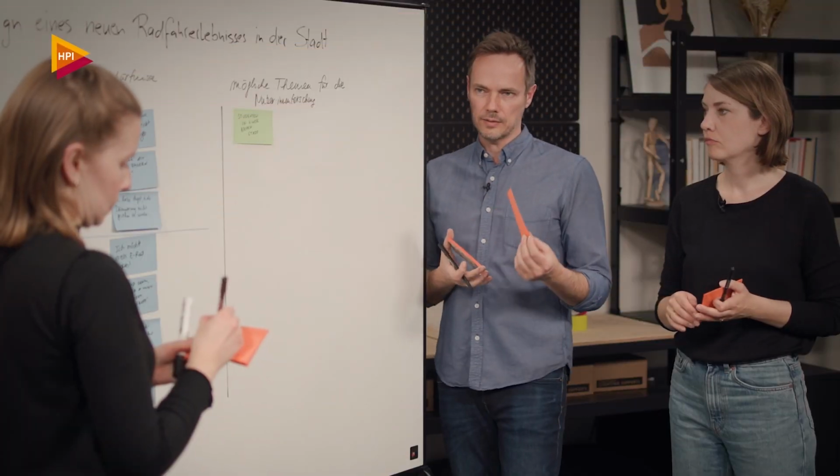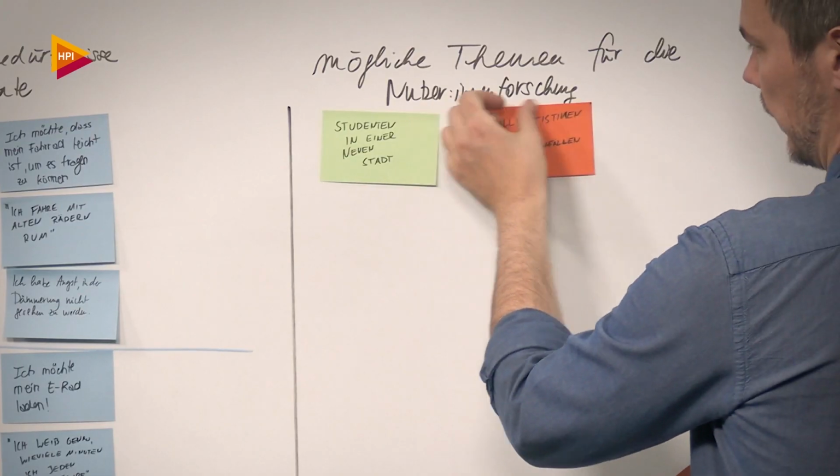To the third column. Here we name topics for research. We drag the interesting needs from the second column to the third column, and now derive topics for research. Using the bicycle courier as an example, these are topics such as statistics on accidents on the road, or protection against bicycle thefts. Who actually has the most accidents among cyclists?